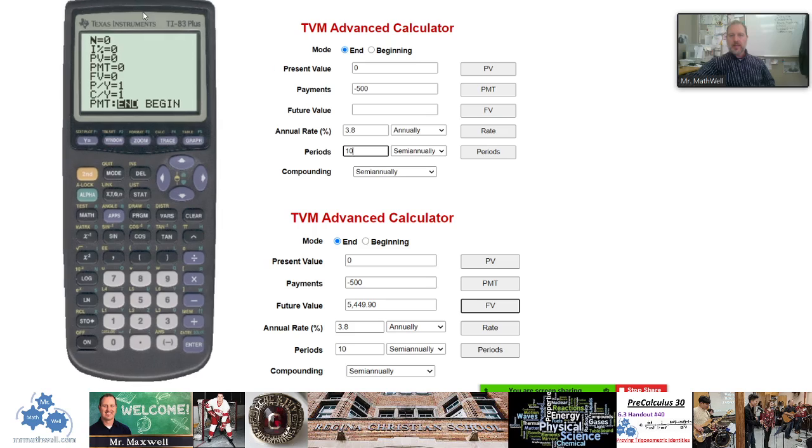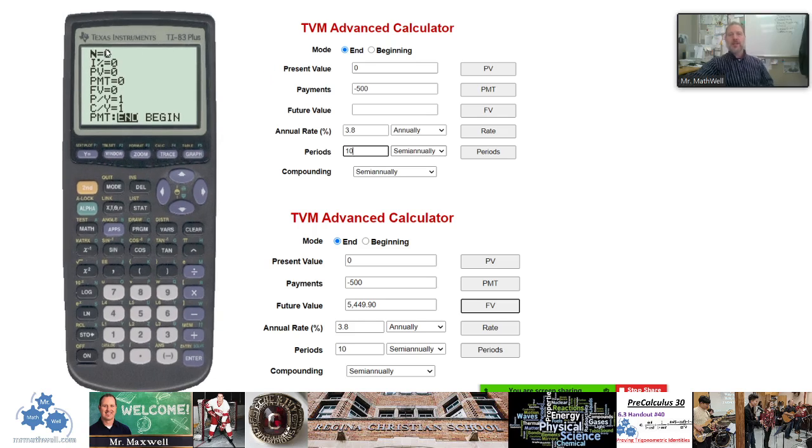So just like we put in, n is the number of periods involved. We're talking about 5 years with 2 periods per year, so n is going to be 10. Hit enter. The percentage of interest, so the interest is 3.8. That's always the annual interest there. Present value is 0, so you just hit enter there.